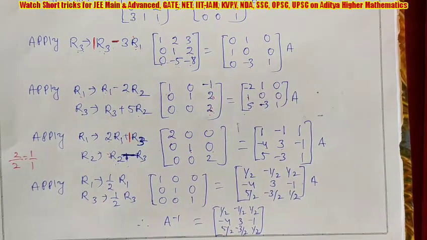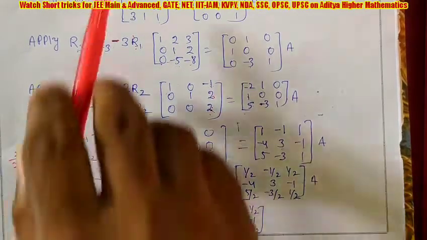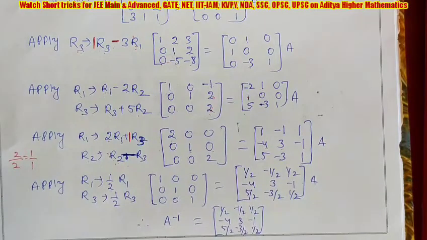So now you can feel the difference between other methods and my method. In other methods they are making ones first, then they are making zeros.